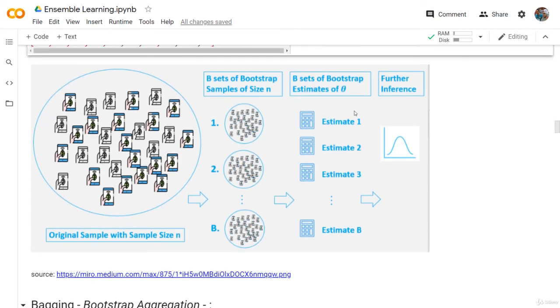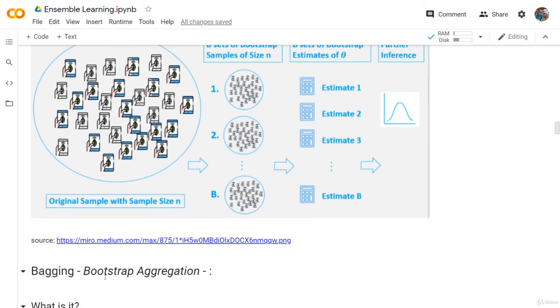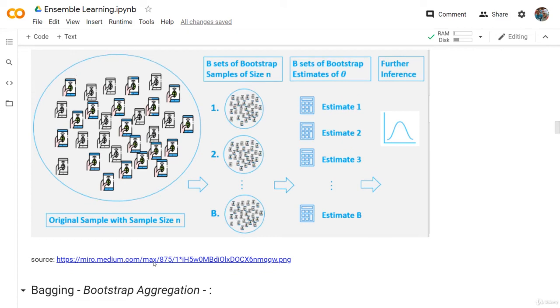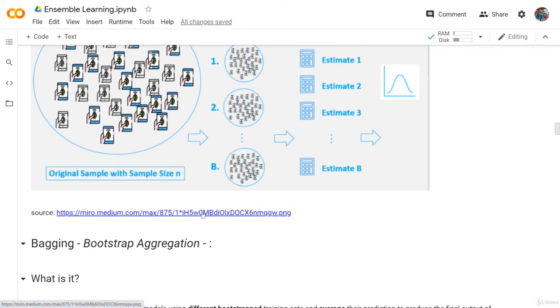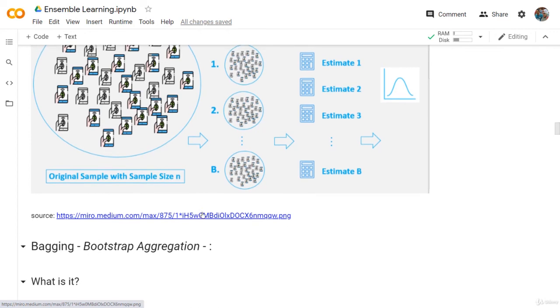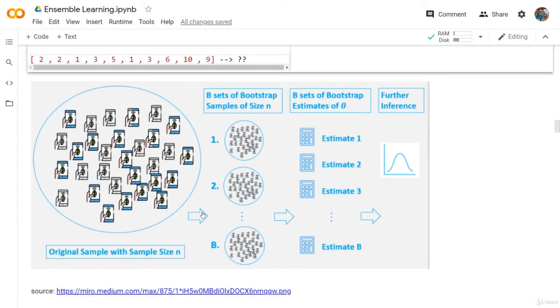And after that, we are going to take the average of these estimates and say that the average of these estimates is actually the estimate for the whole population, not only this sample, but the whole population. So this is the idea of Bootstrap aggregation. So here we perform bootstrapping, and then in the next step, we are going to perform Bootstrap aggregation. Okay, so we aggregate all these together.